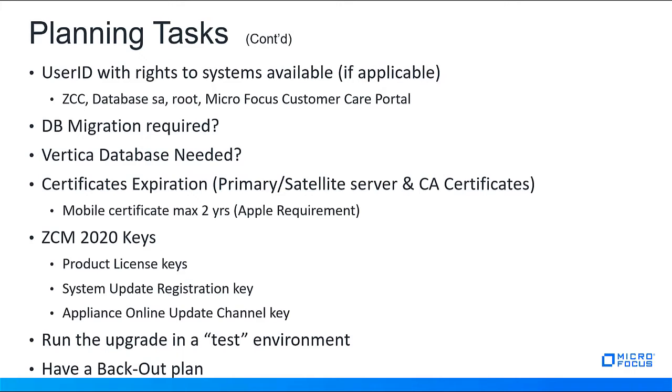Certificate expiration. Double check your primary, satellite, and CA server certificates so they don't expire during the time frame that you're doing an upgrade. Also, the mobile certificate is a maximum of 2 years, which is an Apple requirement now if you're doing any mobile device management. ZCM 2020 keys: product license keys, system update registration keys, and if you have an appliance, because of the Vertica database, the appliance online update channel key. Make sure you have those things available during the upgrade so you're not held up.